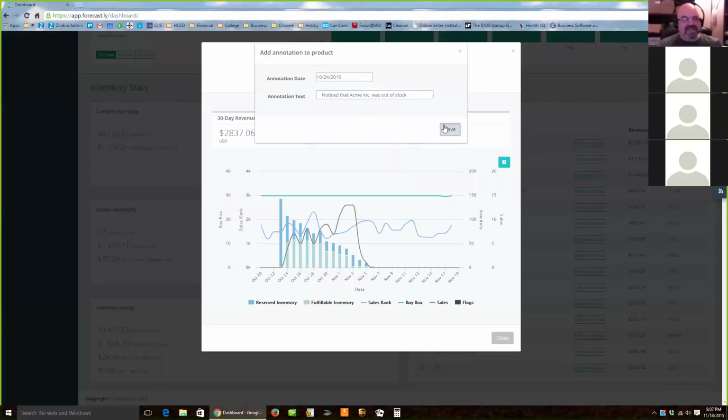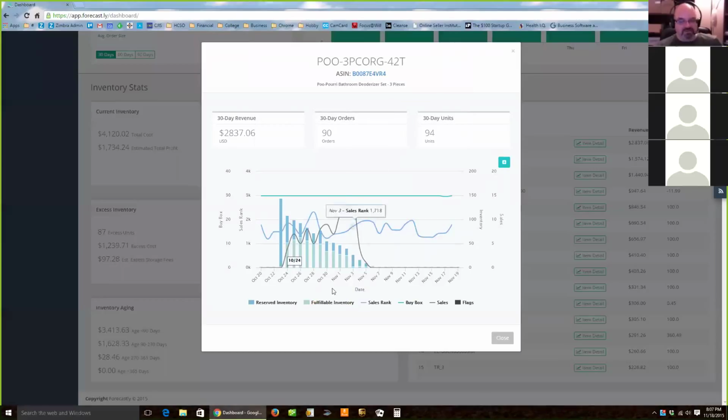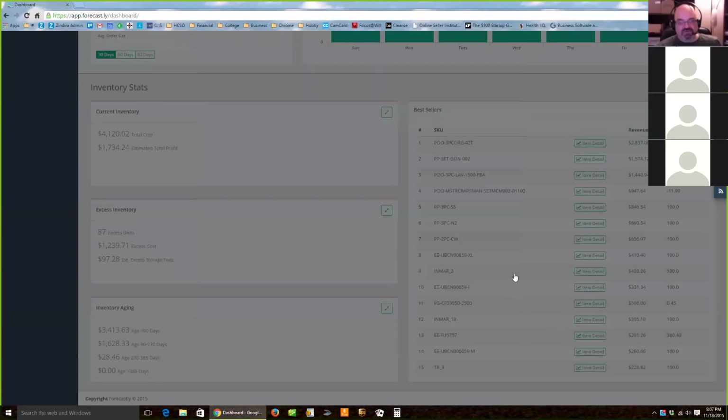So you can add a little annotation to the sales history, and it will show up as a flag that you can hover over. So when you're looking at your 30-day and trying to figure out how your sales are doing and what's affecting it, you can make little notes for yourself. You can say, oh, hey, this spiked up here. What happened? Oh, yeah, Acme went out of stock that day, so that's why I saw the spike. So it's a rolling 30-day history by SKU that you can refer to.